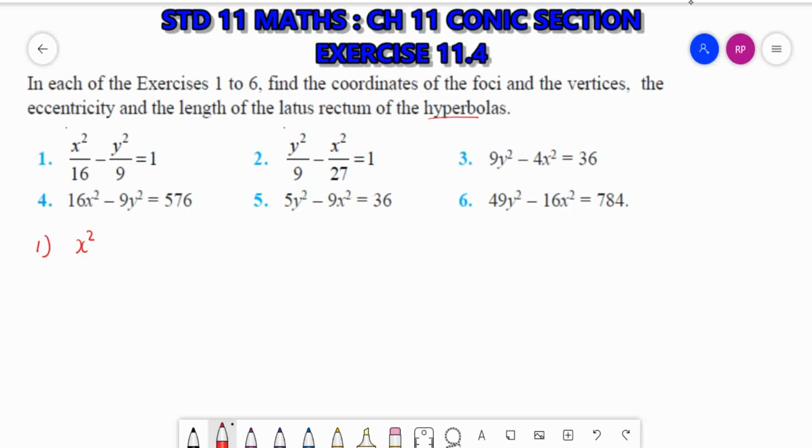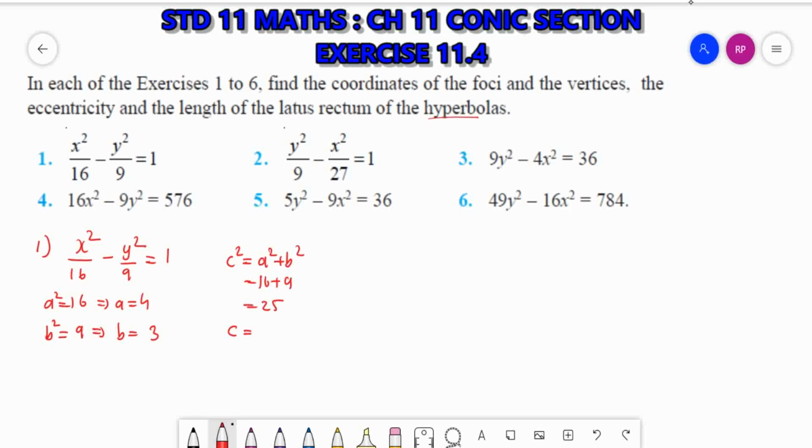It's x square by 16 minus y square by 9 equal to 1. Okay, so here a square is equal to 16. That means a equal to 4. b square equal to 9. That means b is equal to 3. Okay, so now we know that c square for hyperbola is equal to a square plus b square, that is 16 plus 9, 25. So c is equal to plus minus 5.